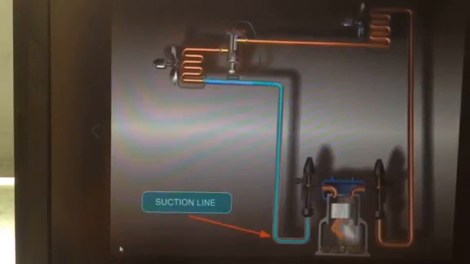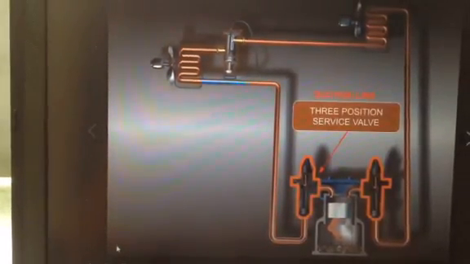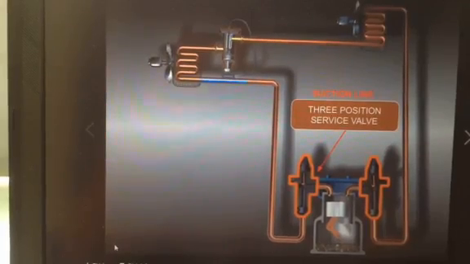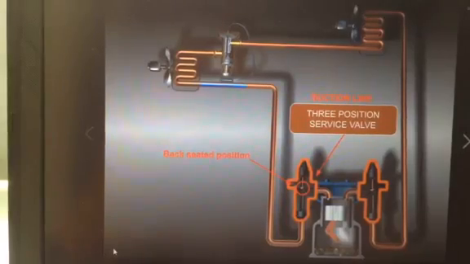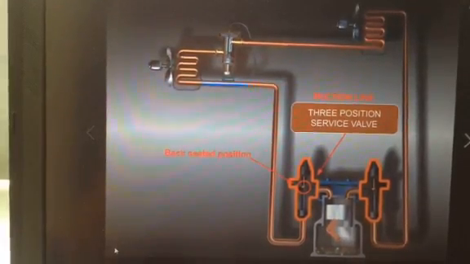The suction line in this diagram is connected to the three-position service valve. This valve is in its back-seated position, which is the normal operating position. This valve is connected at the entrance of the compressor.